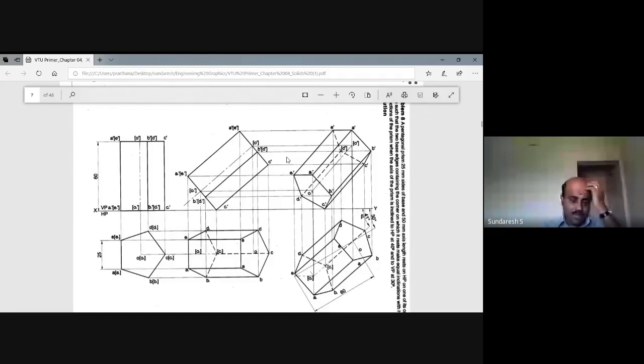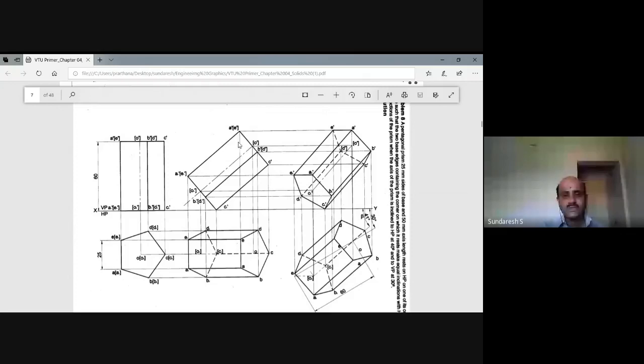Next, once you complete this, the next thing is we have to get the corresponding top view. Obtaining the top view is just drawing the projector lines. Draw the projector lines from each and every point of the solid. We are drawing the vertical projectors, including the axis, and even the base. From there also you have to draw the vertical projectors.